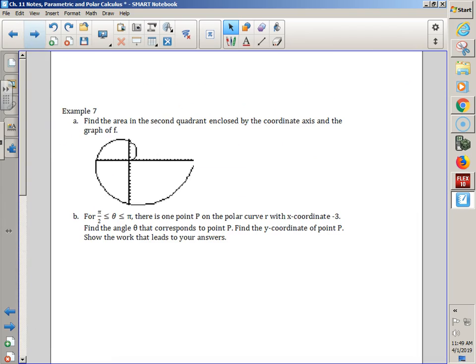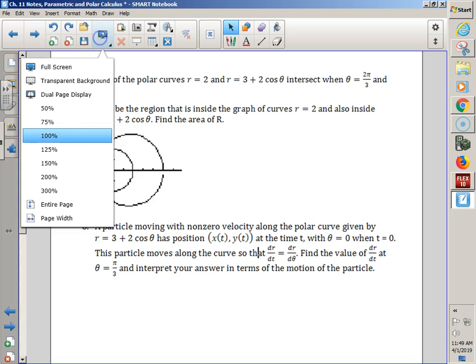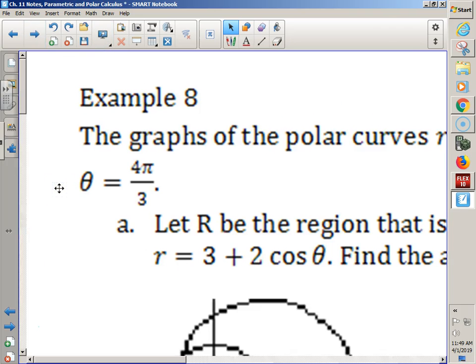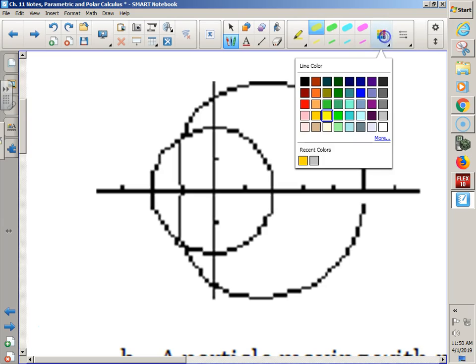But the other one is area inside both. Aha, here we go. What's this one say? Inside r equals 2, which is just going to be the circle with a radius of 2, and inside the limacon, here's the little limacon with barely a little divot. Inside both. Can I zoom in on this real quick? Inside both. Isn't that this right here? I'm going to go ahead and pull up a highlighter, just so I don't have to cover up stuff.